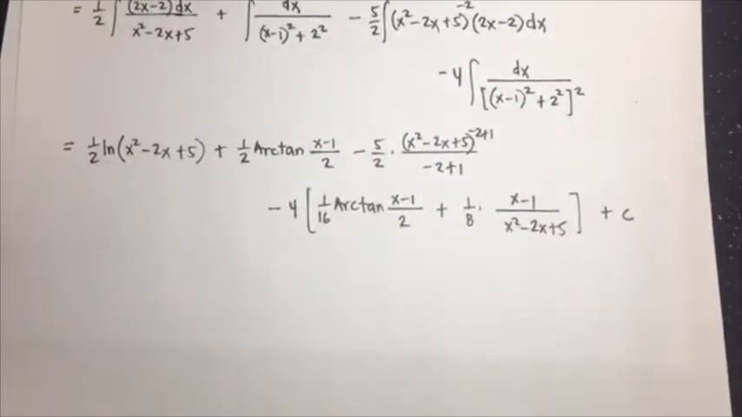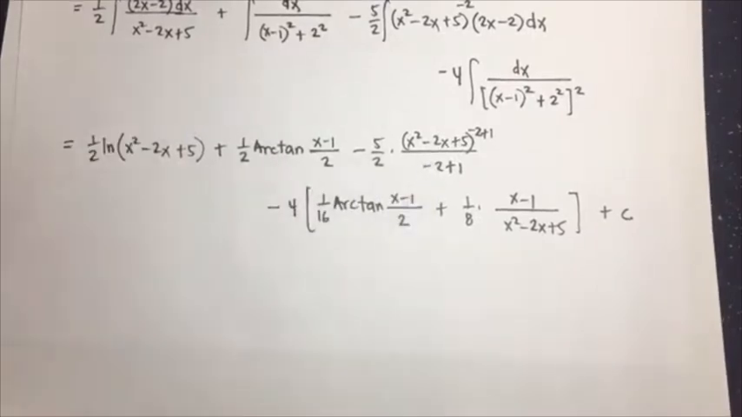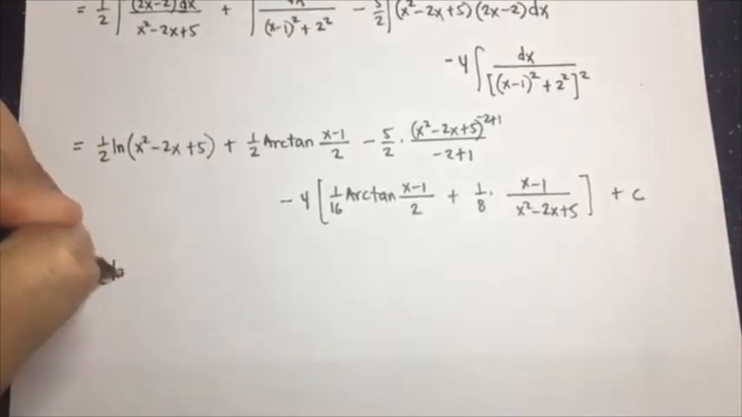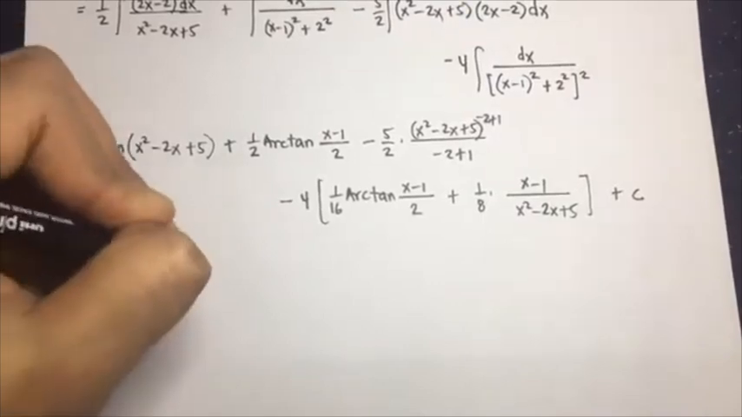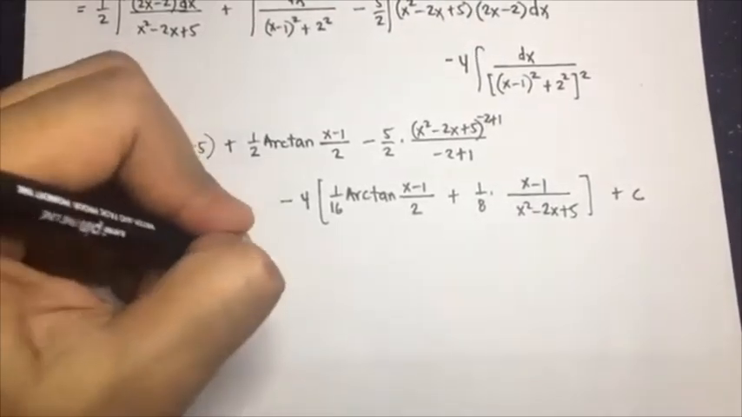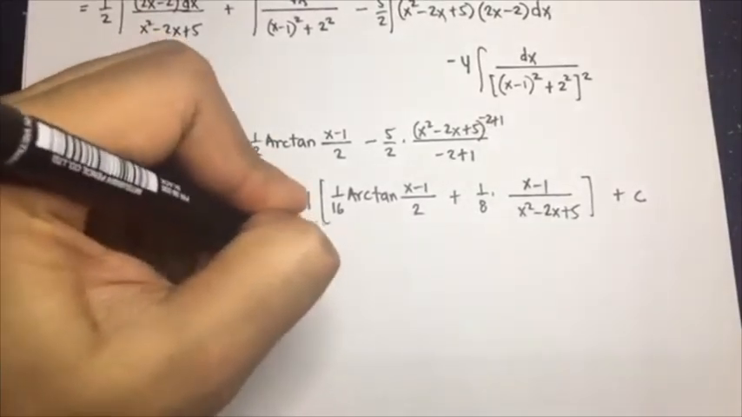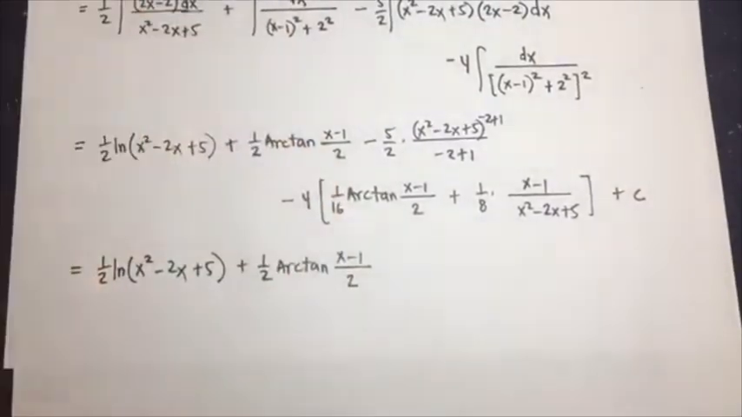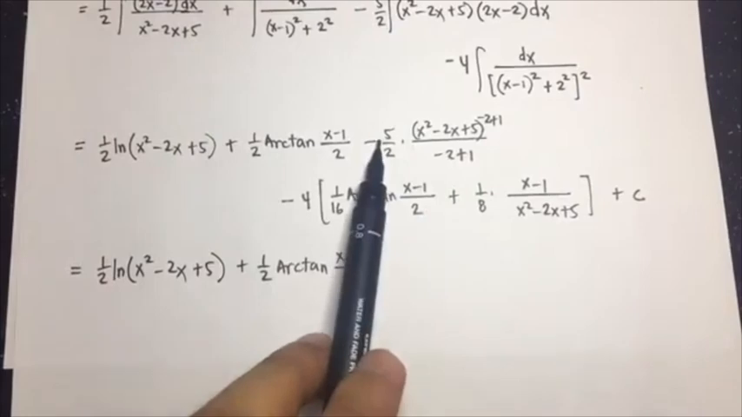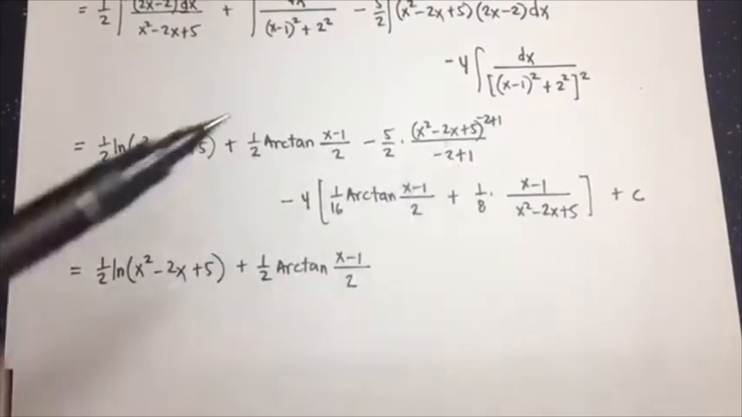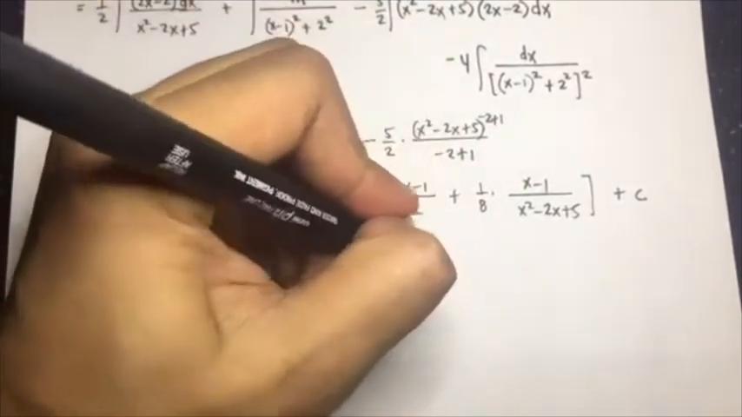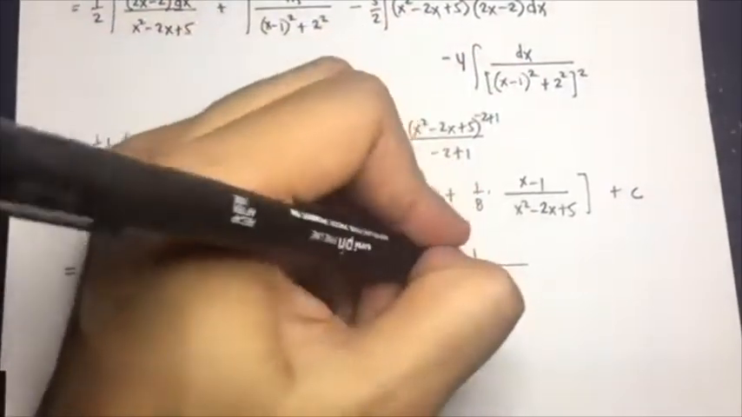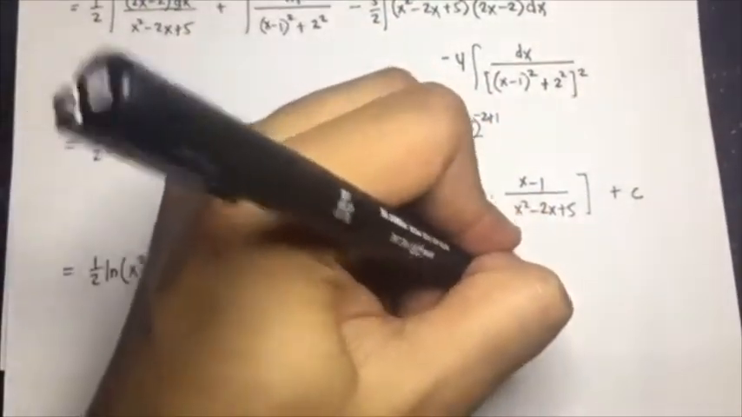So as you can see, we have some similar terms. So we have the arctan and also this one later on. So let's just finish this first. So we have 1/2 ln of x squared minus 2x plus 5 plus 1/2 arctan of x minus 1 over 2. And then this will become 5 halves, and then we have here negative 1, so plus 5 halves times 1 over x squared minus 2x plus 5.